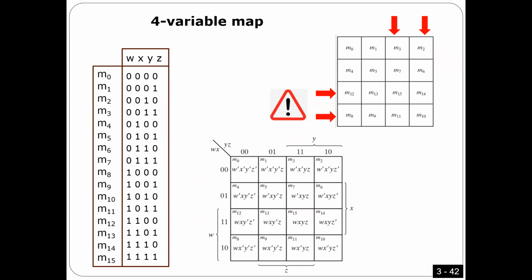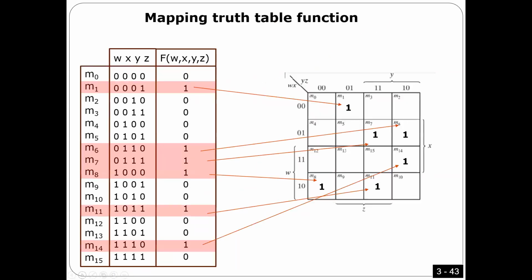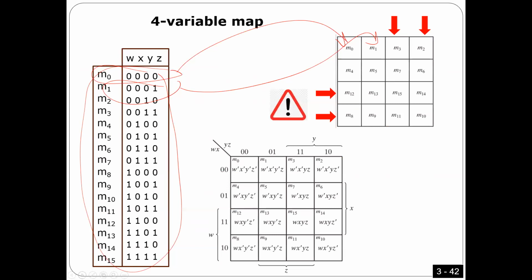So as I explained last time, this is the map we are going to use in the case of 4 variables. You can see this map has how many squares? 16 squares, because as I said before, in this case we have 16 minterms or 16 rows. For every row, we have one square, as you know, okay?